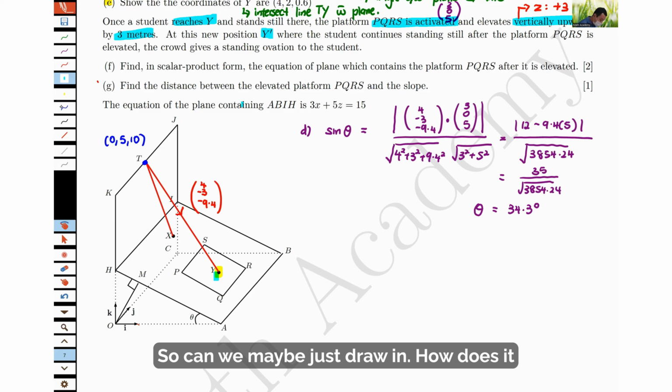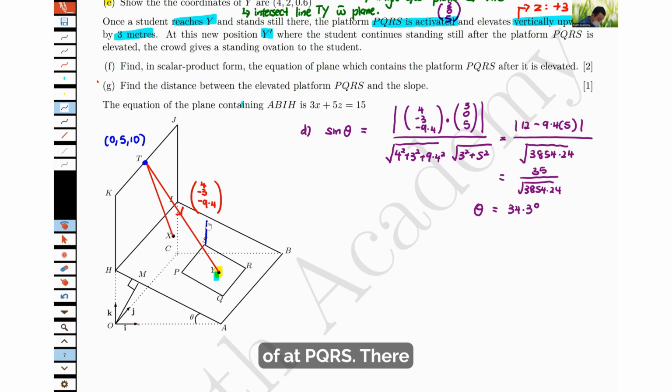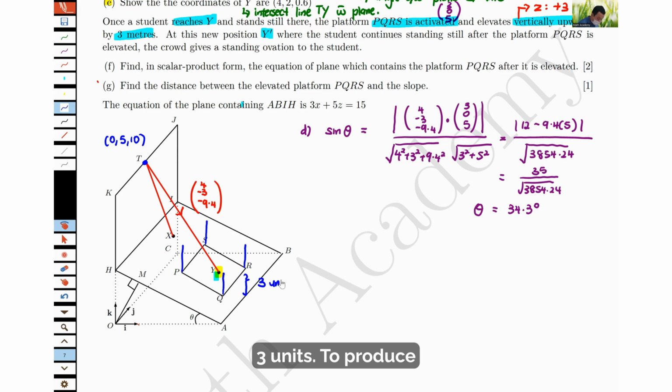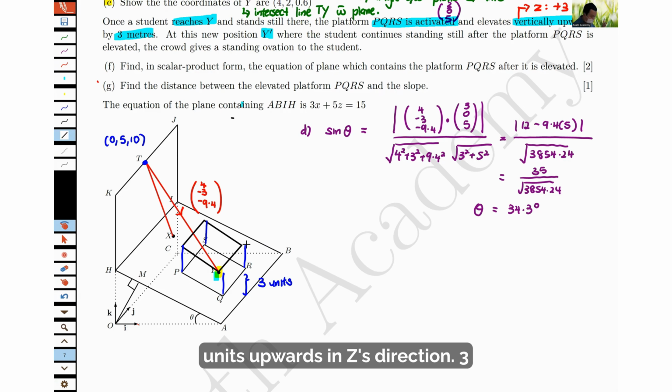So can we maybe just draw in how it looks after it moves up? You are thinking of PQRS having a vertical distance now upwards by 3 units to produce this new platform that is here. They are elevating that platform PQRS to go upwards, 3 units upwards in the Z direction.